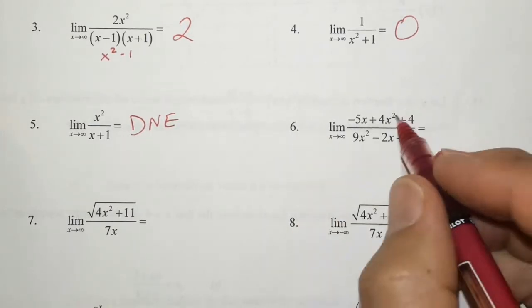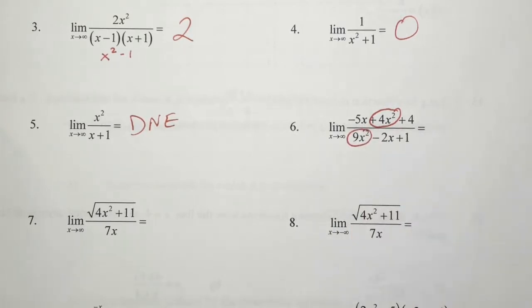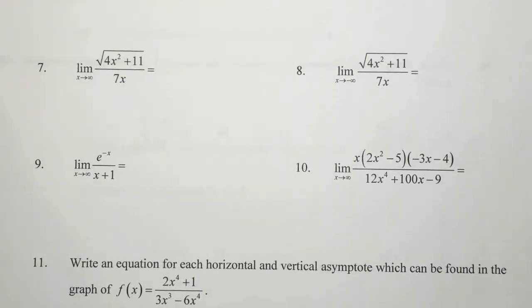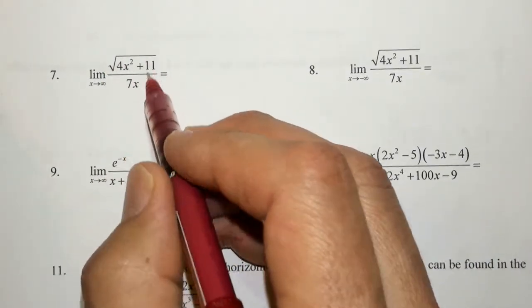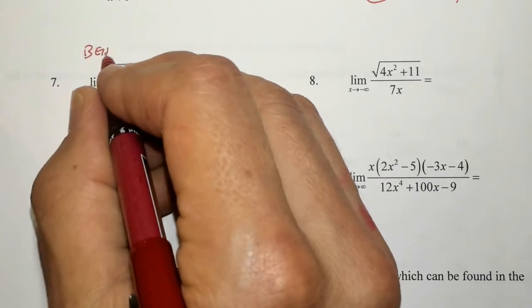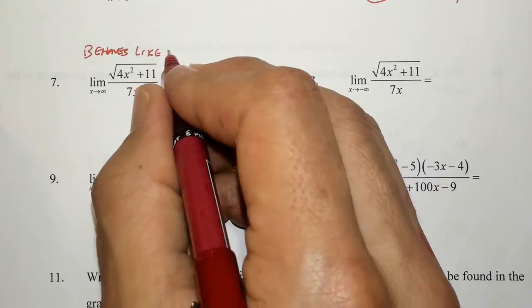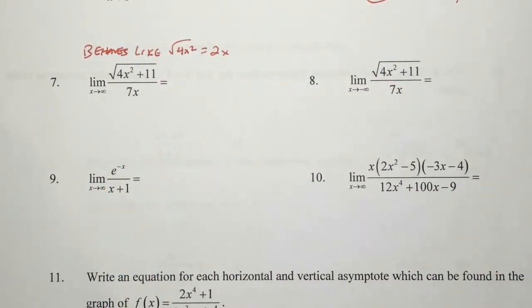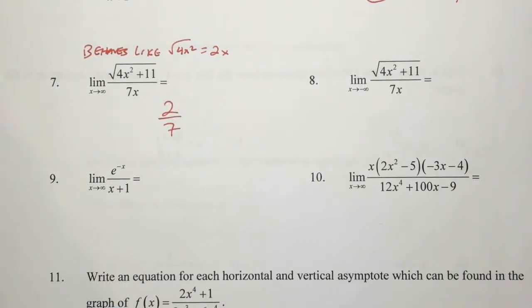Number 6, here are the two key terms. That's where the highest exponent is located, 4/9. Number 7, we see the highest exponent seems to be this square right here, but we're taking the square root. So this is actually behaving like the square root of 4x squared, which is 2x. So we have 2x in the numerator and 7x in the denominator, so our answer is 2 over 7.